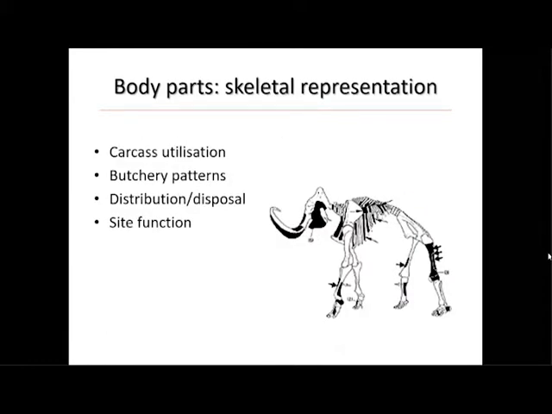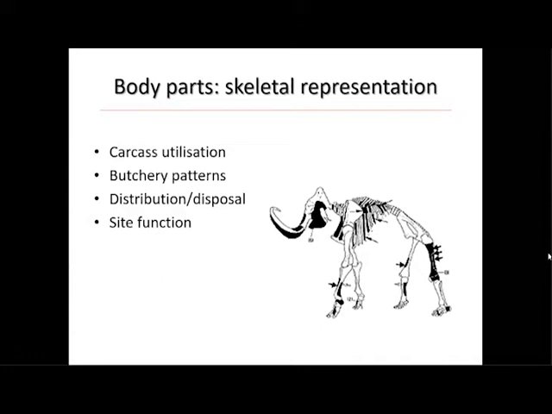Apart from that, we can also look at the body parts that are represented in any given site, and this might give us information regarding the hominins or the site itself. So for instance, based on the elements that you find, you can speak of issues such as carcass utilization. That is how the given animal or resource is being used. Are they using the parts of the animal that will provide more caloric intake?